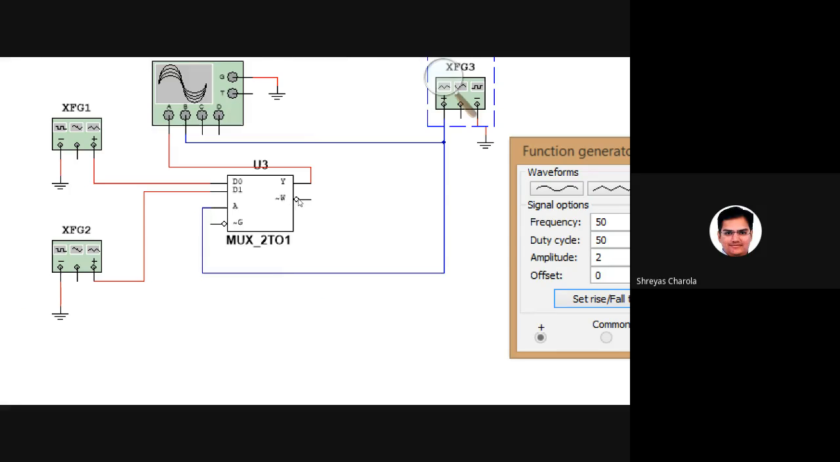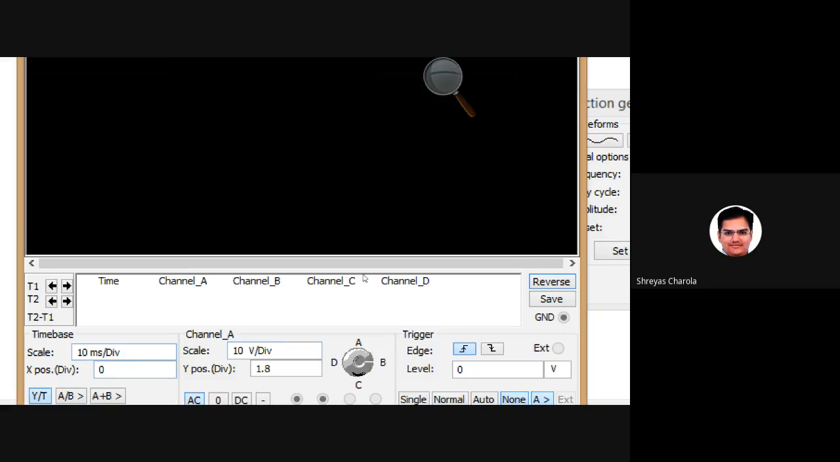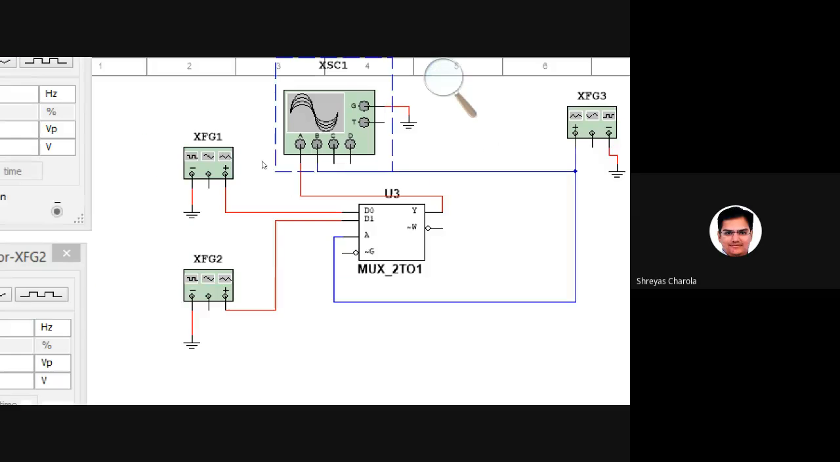Now that is the selection line. If you apply a 0 or 1, based on that the corresponding frequency goes to your output side. That's why at function generator 3 I applied a digital signal, and for these two I applied analog signals. Now when you open the 4-channel oscilloscope, the first channel is the output of the multiplexer, and the second channel is the output of function generator 3, that is, the selection line.